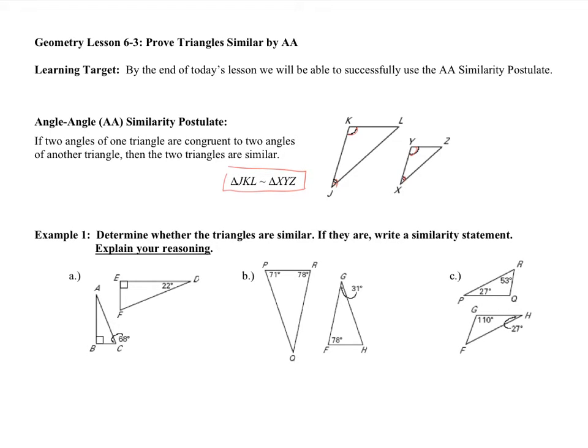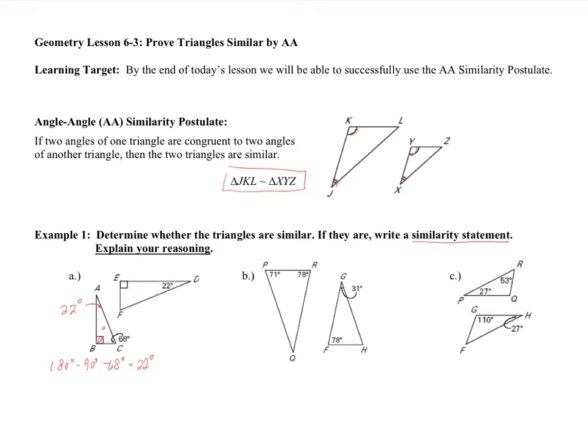Example 1. Determine whether the triangles are similar. If they are, write a similarity statement. Explain your reasoning. Part A. I'm going to first take a look at the triangle to the left here and find out what angle A is. So I'm going to take 180 degrees, subtract 90 degrees, subtract 68 degrees. And this will give me 22 degrees. So angle A is 22 degrees.